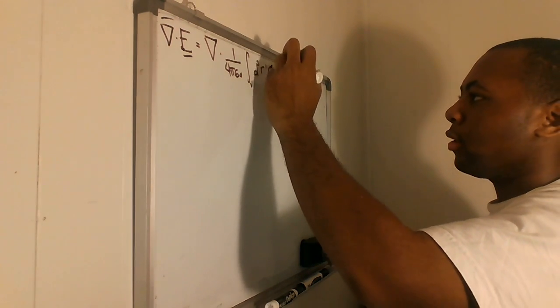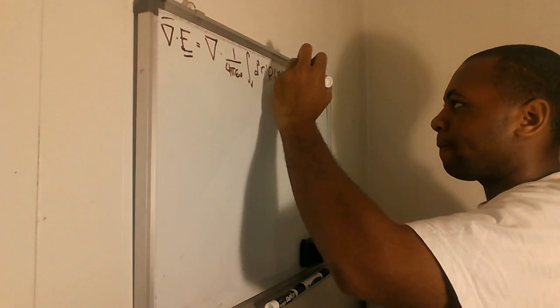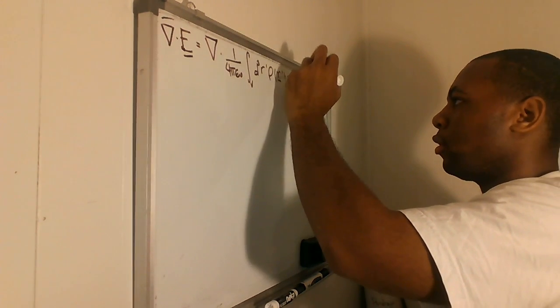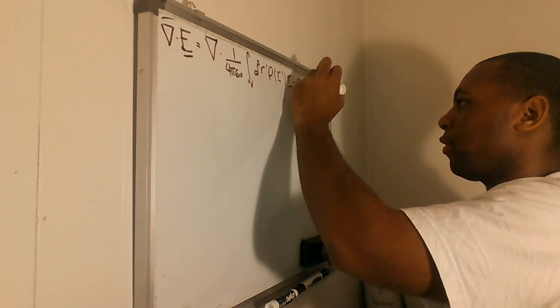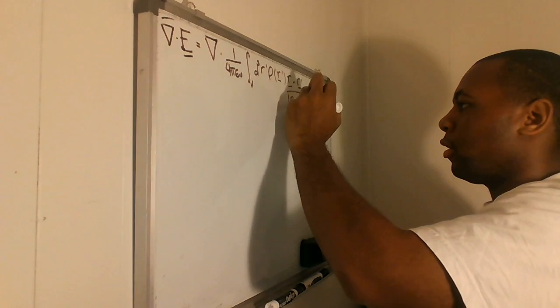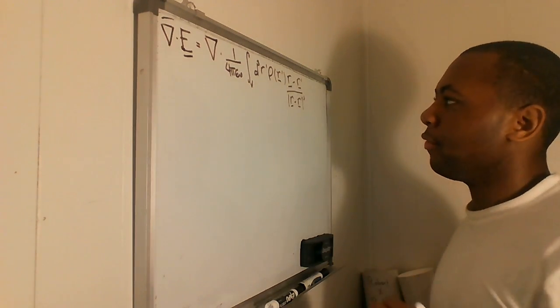Of this function rho of r prime, multiplied by this difference of position vectors. Now, a bit of explanation on the definition of things.